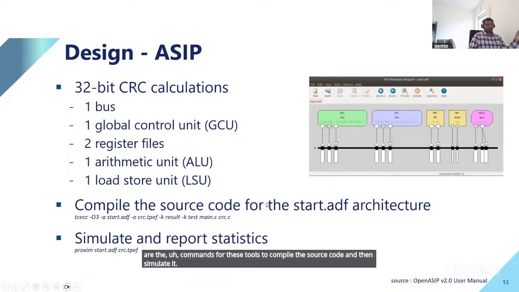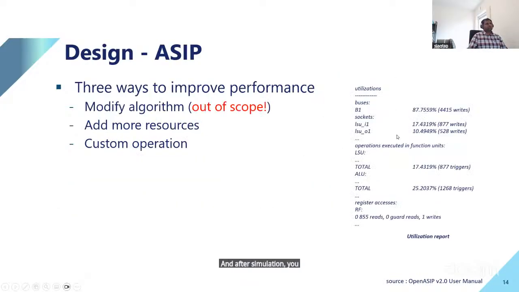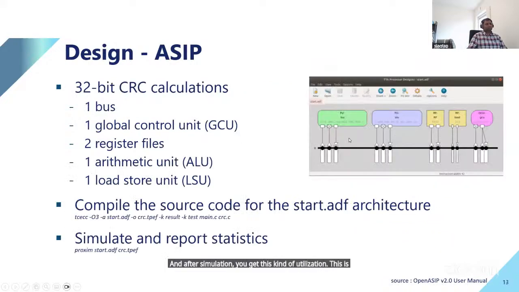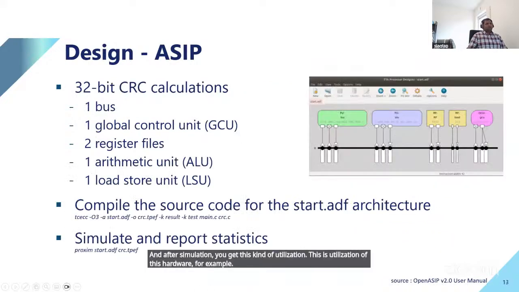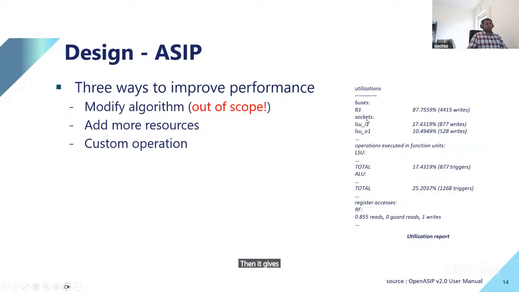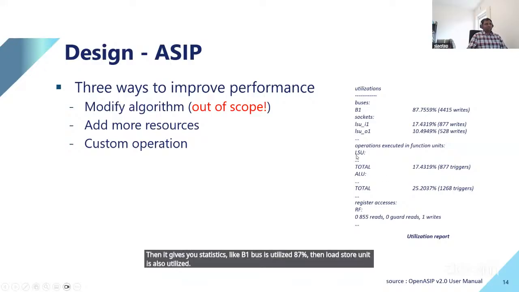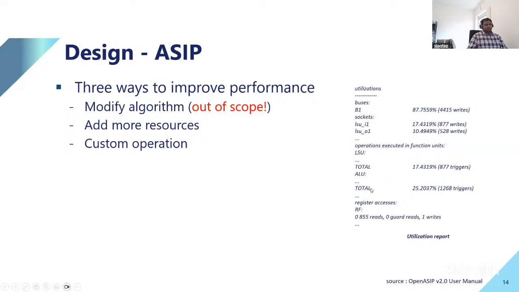So these are the commands for these tools to compile the source code and then simulate it. And after simulation, you get this kind of utilization. This is the utilization of this hardware, for example. Then it gives you statistics like the B1 bus is utilized 87%, then the load store unit is also utilized, and the ALU is also utilized by some amount. And basically, you can modify the performance.